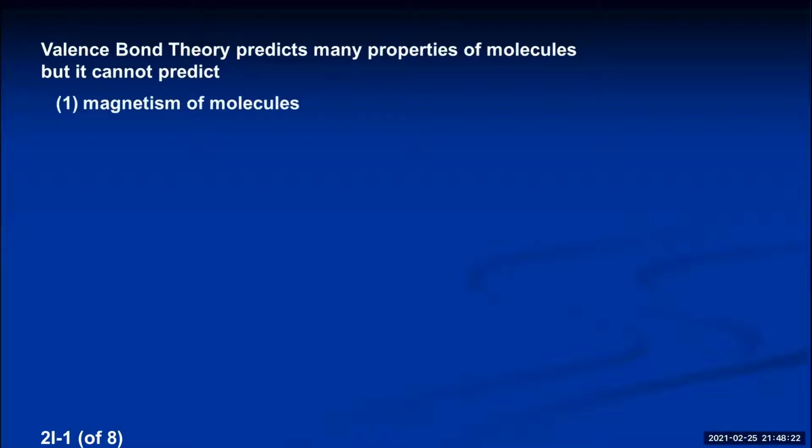Valence bond theory cannot predict whether molecules are magnetic or not. You probably don't know this, although there's a picture of this in the textbook. If you take gaseous oxygen and cool it down to negative 180 degrees, it will liquefy. And you can have liquid oxygen, very similar to liquid nitrogen, which you've probably seen before. If you pour liquid oxygen over a magnet, it sticks to it. Oxygen is a magnetic substance. Most of us wouldn't have thought about that.